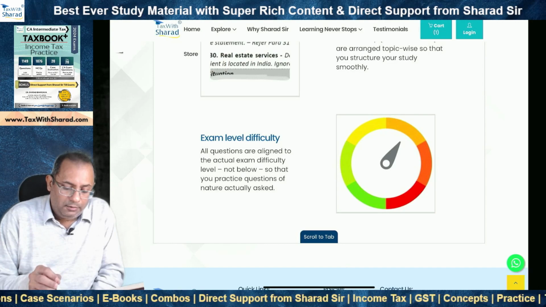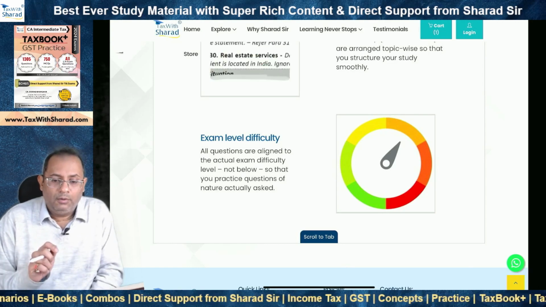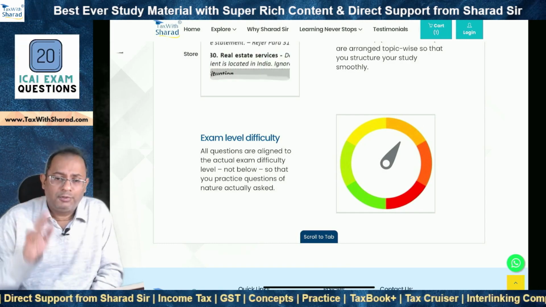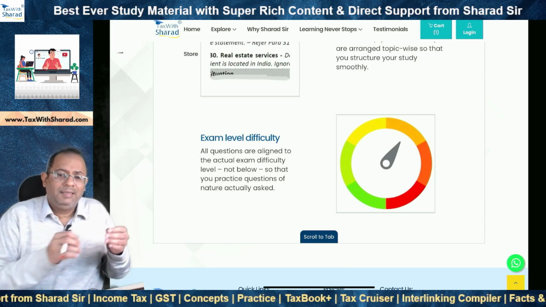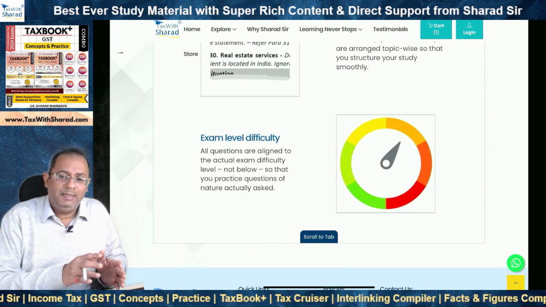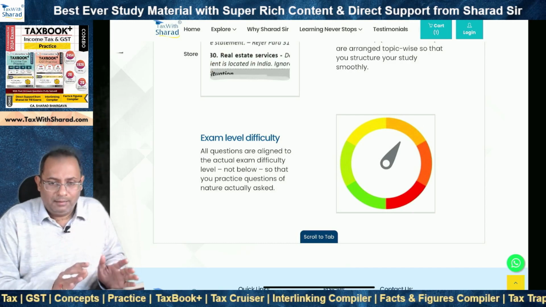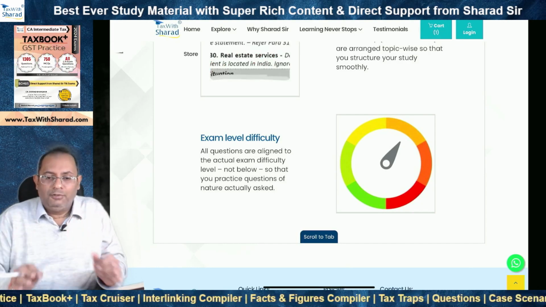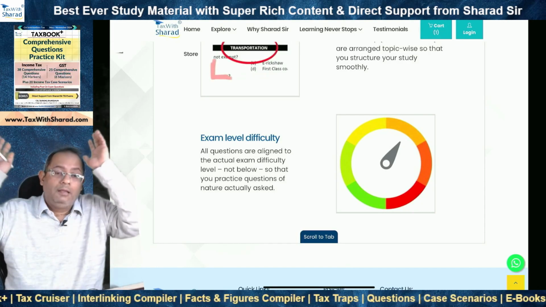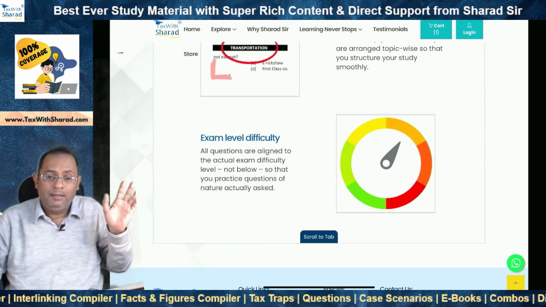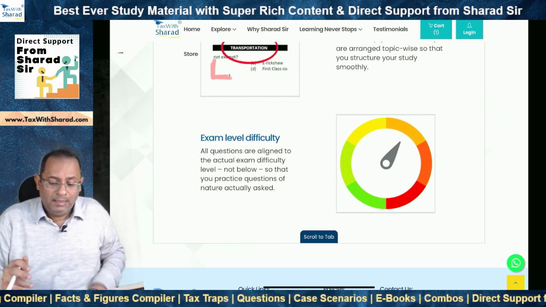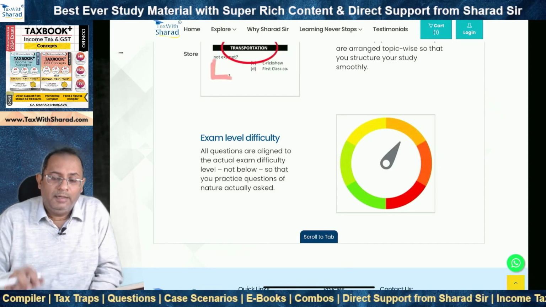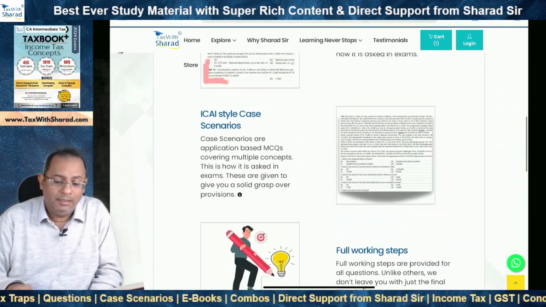Finally, all questions are aligned to the actual exam difficulty level, not below, not above, so that you practice questions of the nature which are actually asked in the exams. You will see a lot of books in the market where you either have questions which are simple vanilla plain liners which are extremely easy, and it makes no sense to practice that, okay, because you won't be able to face the kind of questions that you are actually asked in the exams. Or there would be questions which are beyond, which are say of a CA final level. That also doesn't make sense. TaxBook Plus has the questions which are aimed at the difficulty level of CA intermediate taxation, which is actually asked by the ICAI.